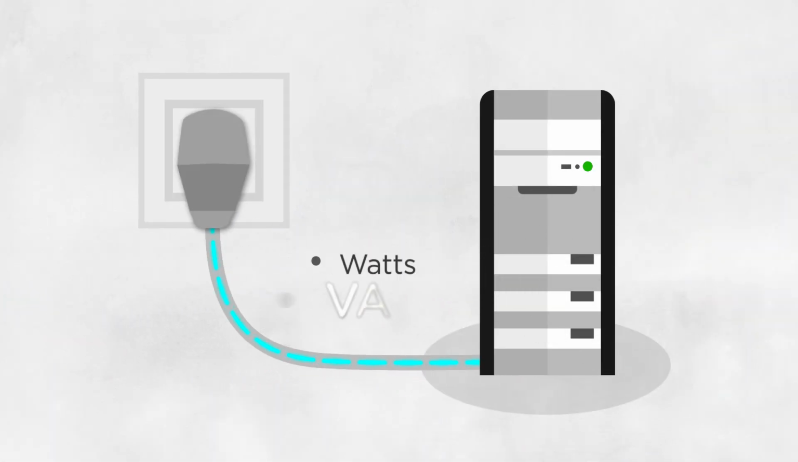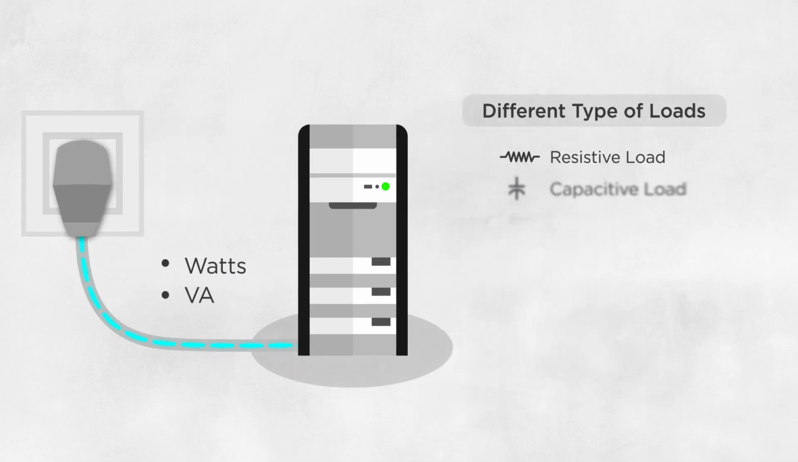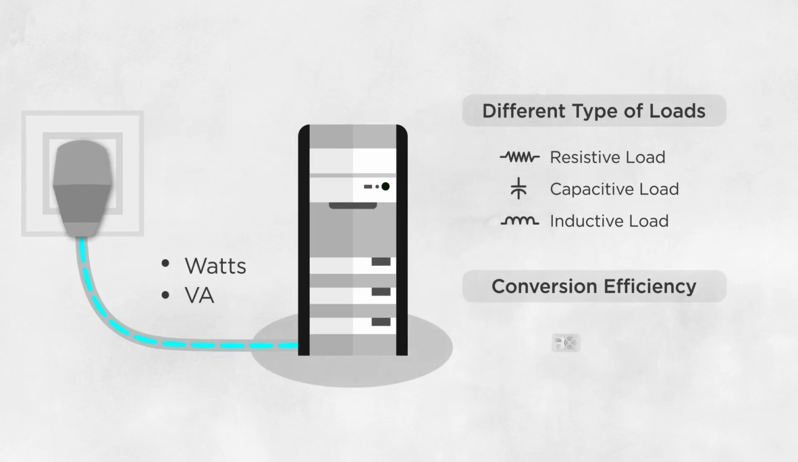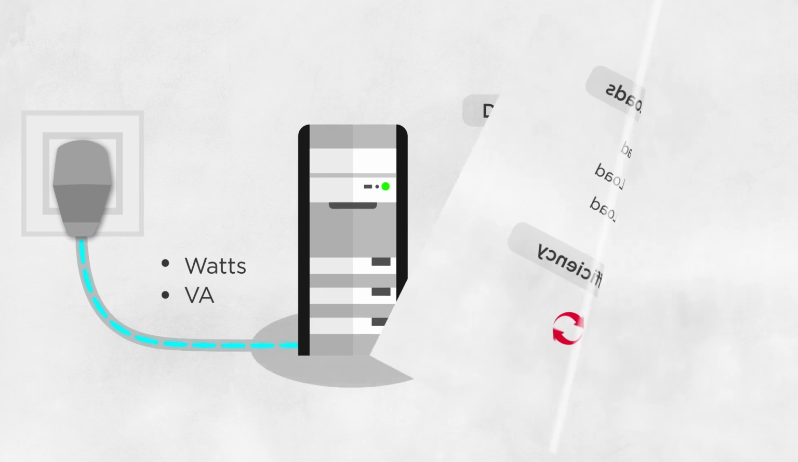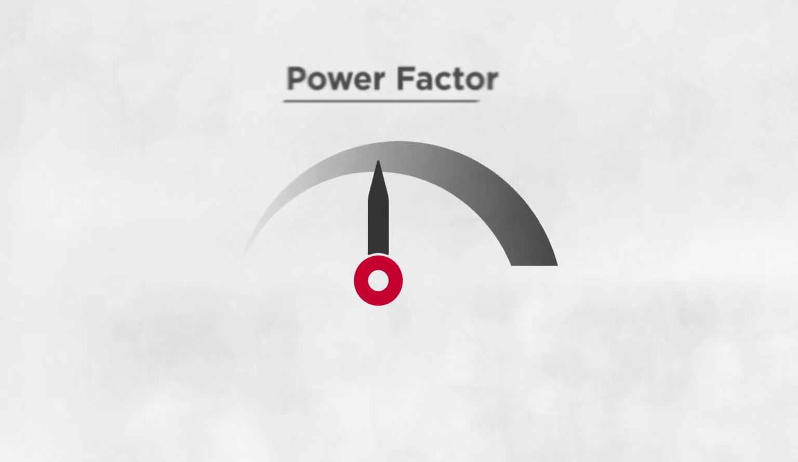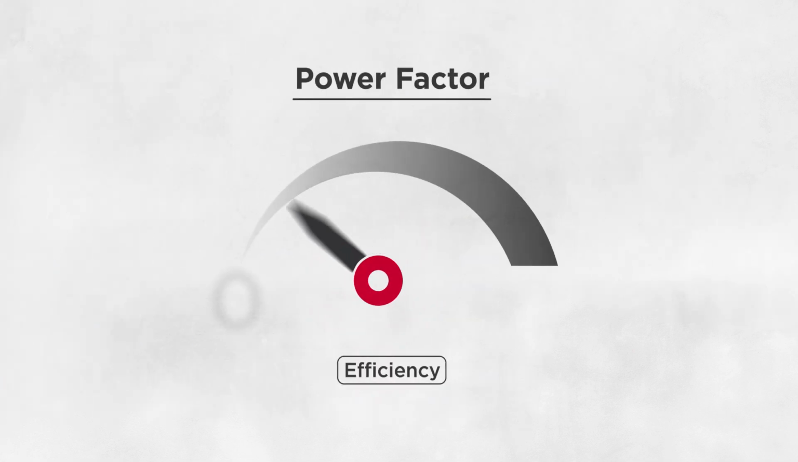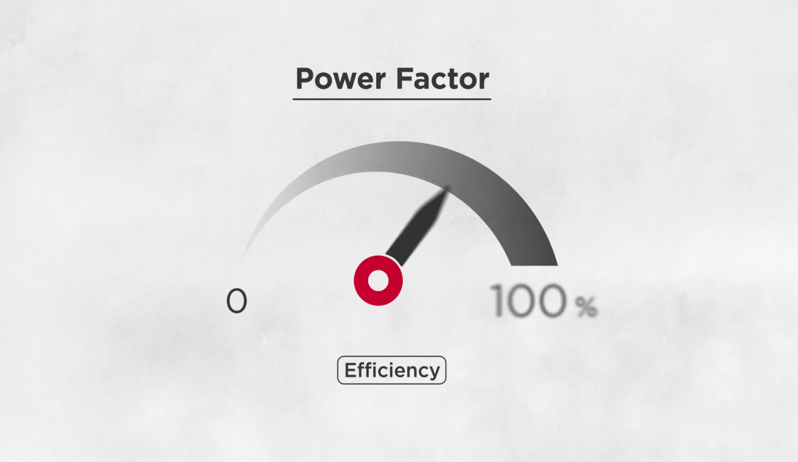The watts and VA rating of an electrical appliance may not be equal. This may be caused by various factors, such as different types of loads and conversion efficiency of the switching power supply, which is used in almost every electronic device. On the other hand, power factor measures how efficiently the input power is used in an electrical system.